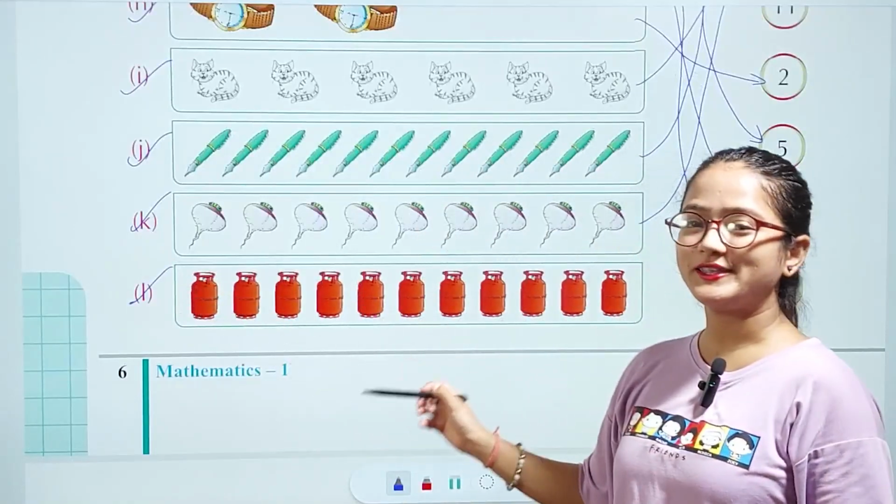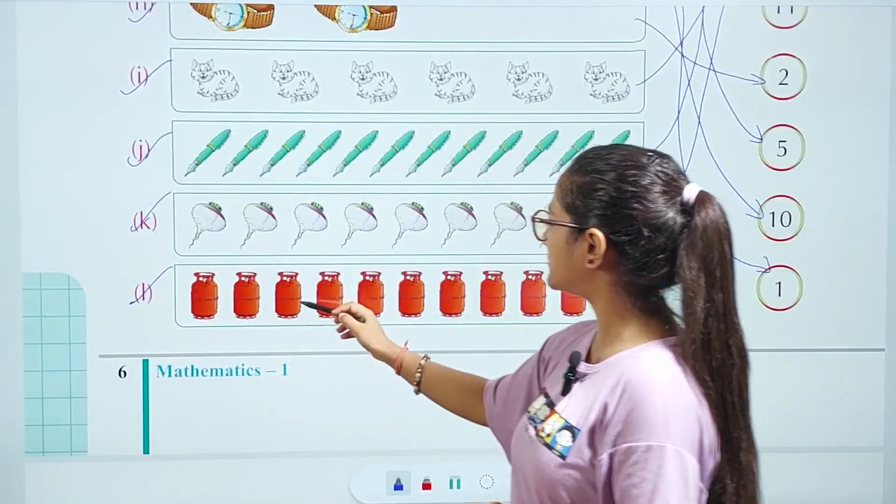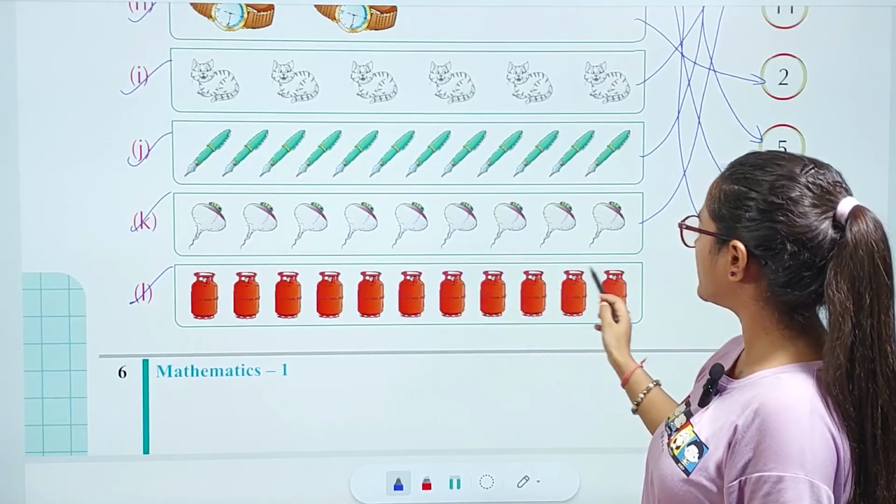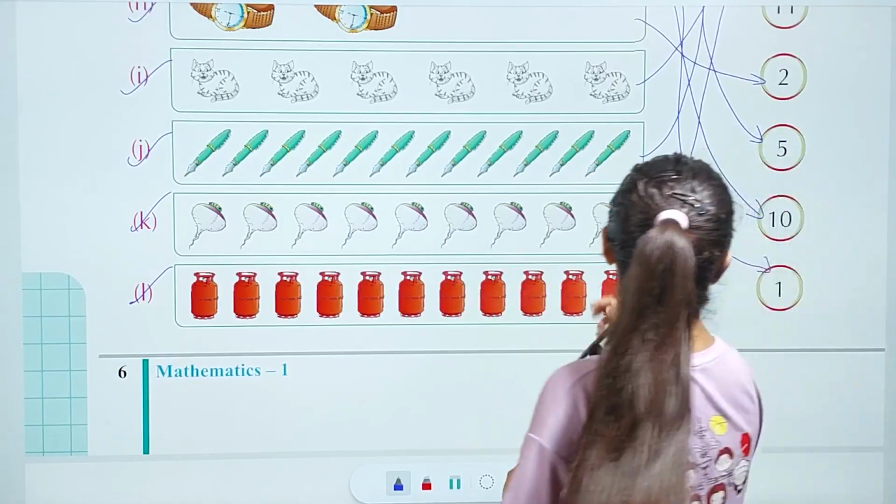Next, how many cylinders are there? There are 1, 2, 3, 4, 5, 6, 7, 8, 9, 10, 11. 11 cylinders are there. So match with 11.